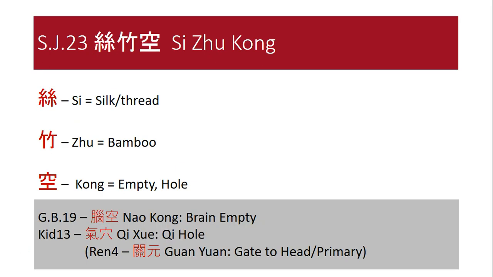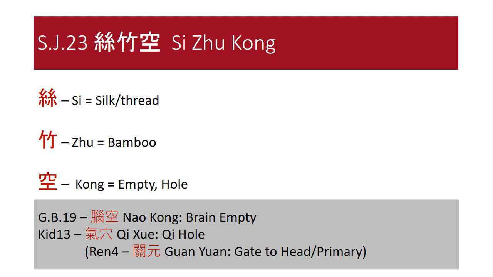Sanjiao 23, Ju Kong, the silk bamboo hole, is likely referring to the eyebrows being at the edge of the brow. Again, this is a point that is in the area of Taiyang, the depression at the side of the head, and reflects the tension in the nervous system. There are no other points with a character Zi, silk, so it is hard to know if this is meant to suggest the smoothness of silk or just threads or fiber. Either interpretation can conjure up the nervous system.